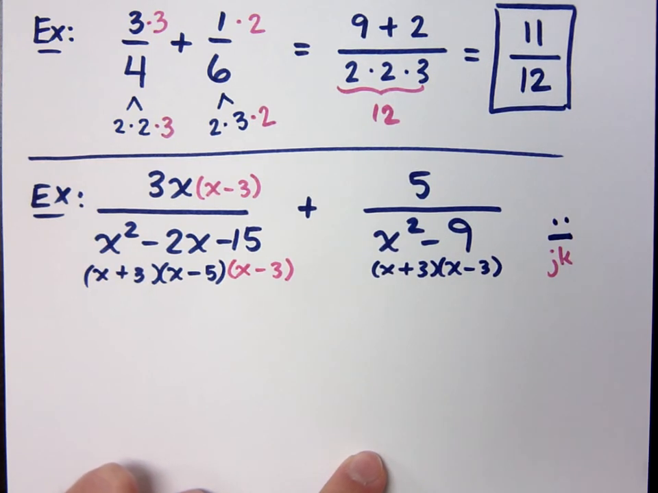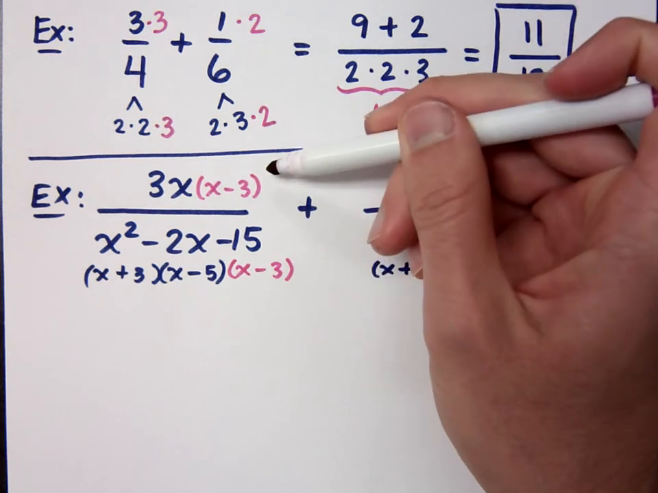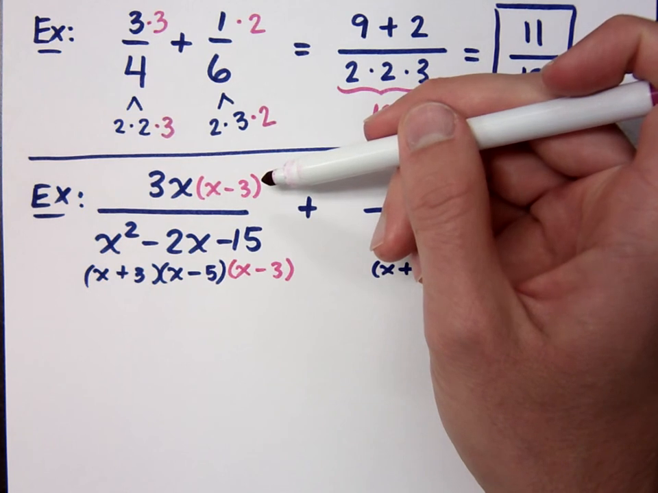JK. So if I put the x minus 3 in the denominator, I also have to put that in the numerator. Otherwise, I've changed the problem. Because what is x minus 3 over x minus 3? 1. It's 1.